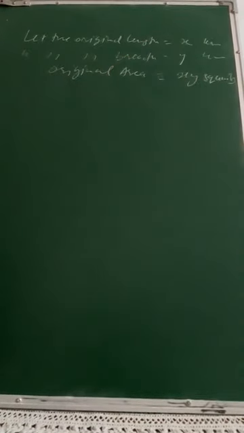So let the original length, which I need to determine, be x units. It is in units, so you take x units. And let the original breadth be y units, whatever the units are. So the original area is xy square units, length into breadth. Whatever increase and decrease is taking place, I have to work out within these original values.